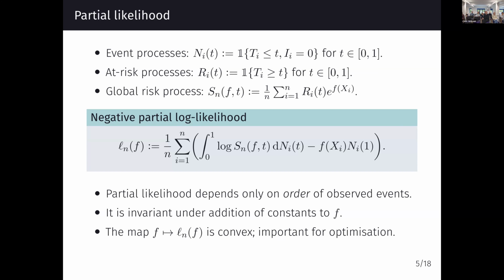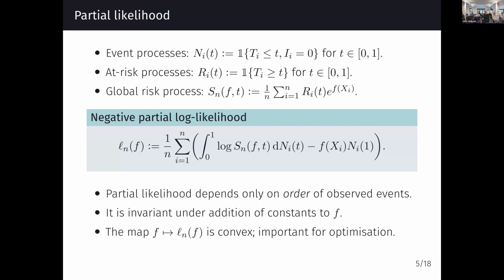And then we have this global risk process, which tells you how much risk is present in the population at any one time. So it involves looking over the individuals who are currently in the study, that's the Ri of t, and then weighting them by their relative risk given by their covariates. Having defined these auxiliary variables, we can write down the negative partial log likelihood of this model as follows. And maybe you can convince yourself that this depends on the times only through their ordering.